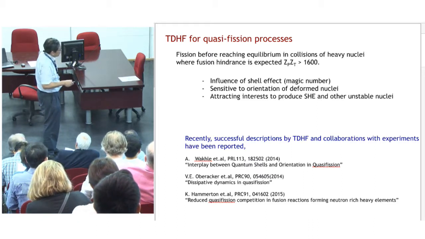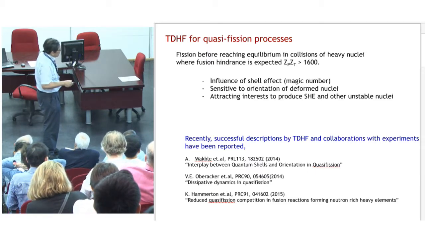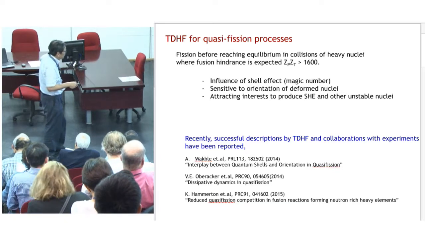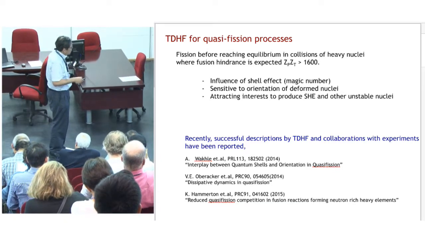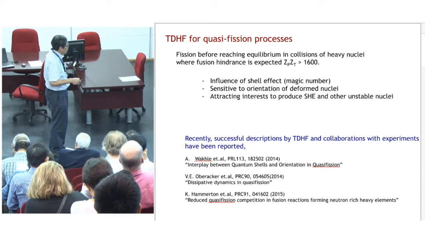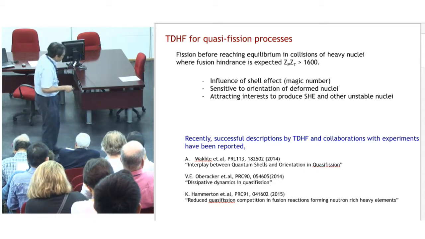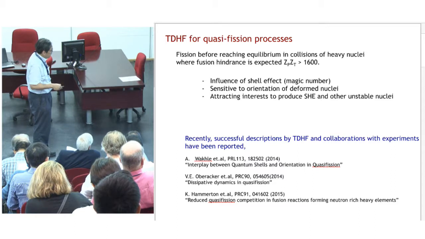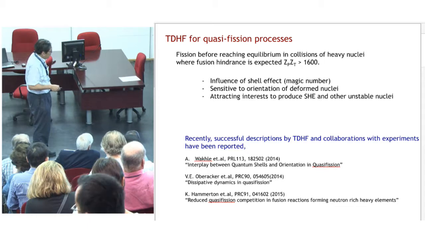And for this quasi-fission, there are many discussions related to nuclear structure effects. For example, the shell effect becomes important in such a quasi-fission process, or this process is very sensitive to the orientation of the deformed nuclei relative to the nucleus-nucleus relative motion. And also it's attracting much interest for producing superheavy elements or other unstable nuclei. And actually, there are recently several papers discussing quasi-fission processes by time-dependent Hartree-Fock, and they report a successful description of this process.